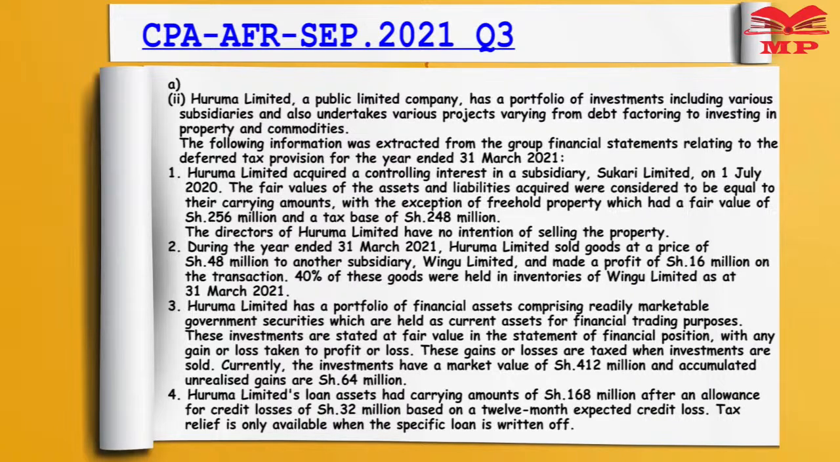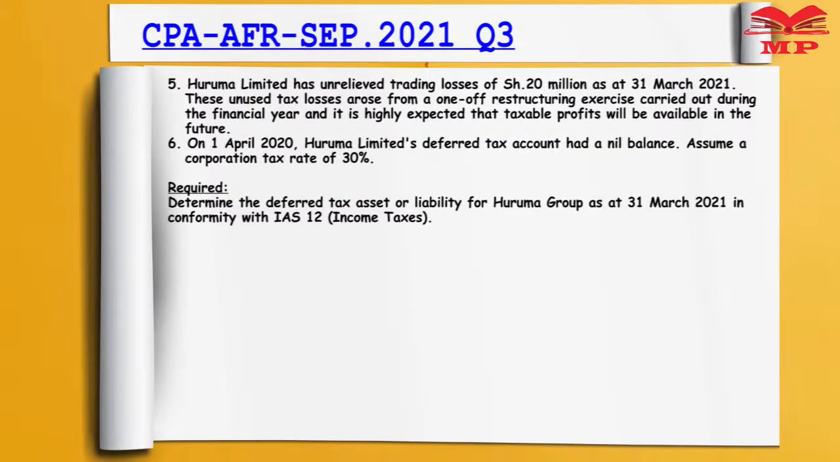Number 4, Huruma Limited's loan assets had a carrying amount of 168 million after an allowance for credit losses of 32 million based on 12 months expected credit loss. Tax relief is only available when the specific loan is written off. Number 5, Huruma Limited has unrelieved trading losses of 20 million as of 31st March 2021. These unused tax losses arose from a one-off restructuring exercise carried out during the financial year, and it is highly expected that taxable profits will be available in the future.